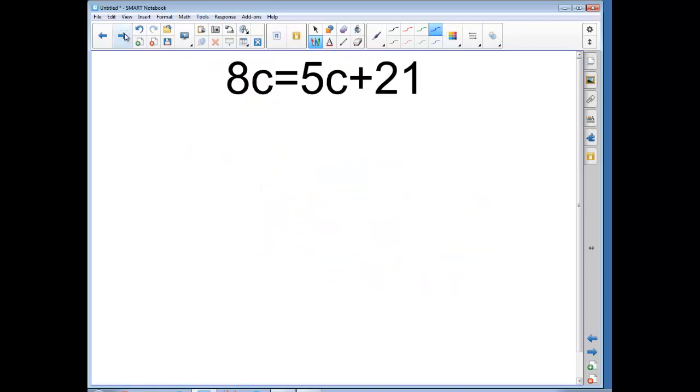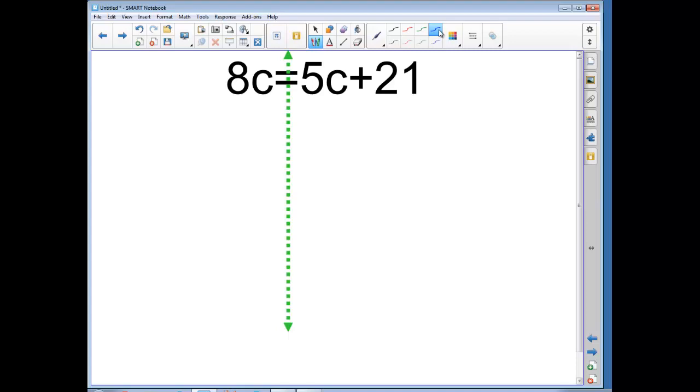Okay, next problem. Make sure you're keeping up. Don't be relaxing, looking around. Make sure you guys are keeping up with these problems. Have these step for step. First part, 8c equals 5c plus 21.